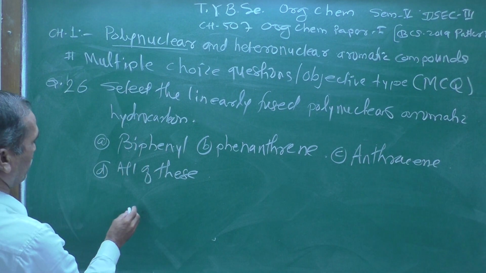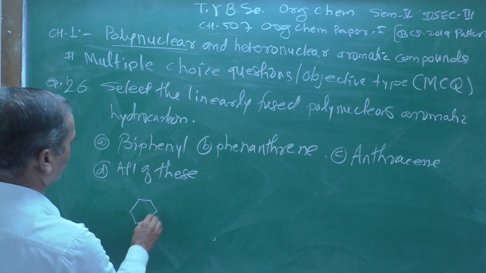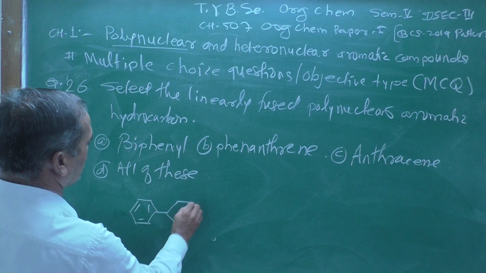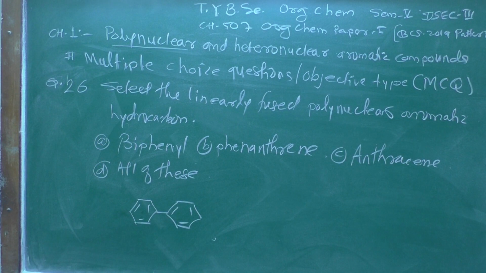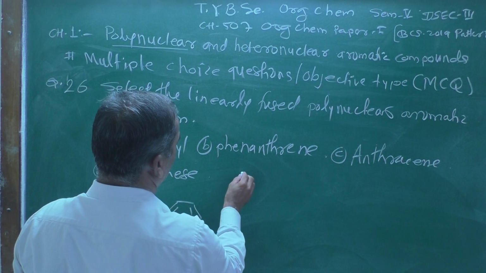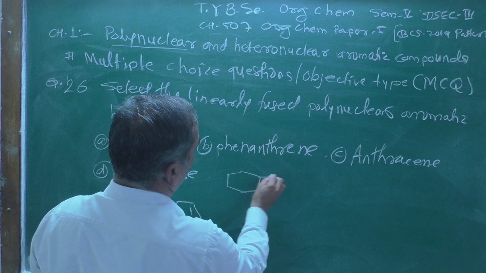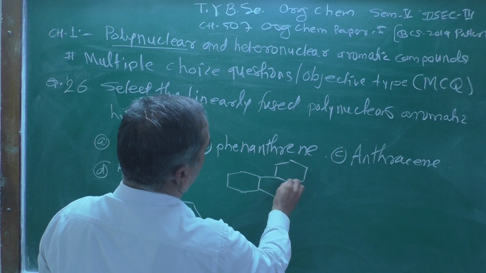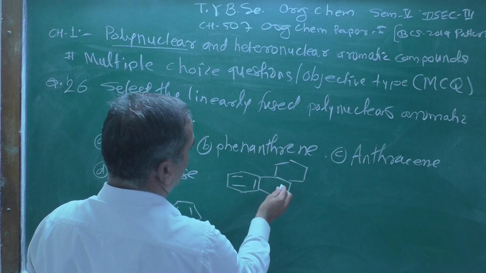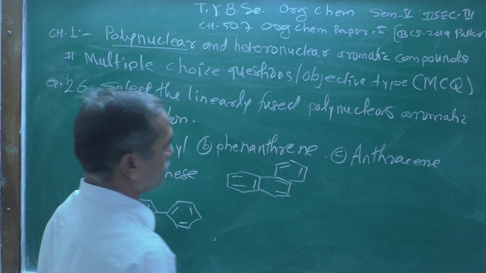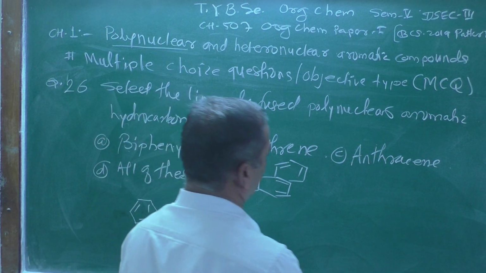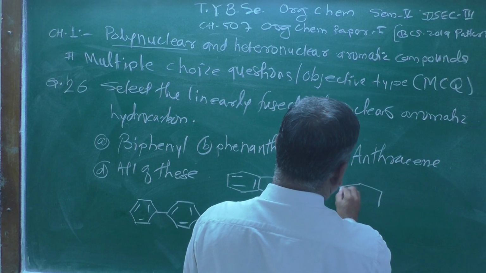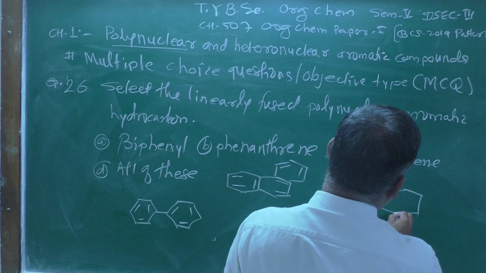Let's see biphenyl. The structure of biphenyl, as we know, is not fused; it is an isolated aromatic compound. Phenanthrene, as we know, has this structure, with double bonds placed here. So this is another aromatic compound, but it is not linearly fused. Let us see the structure of anthracene.